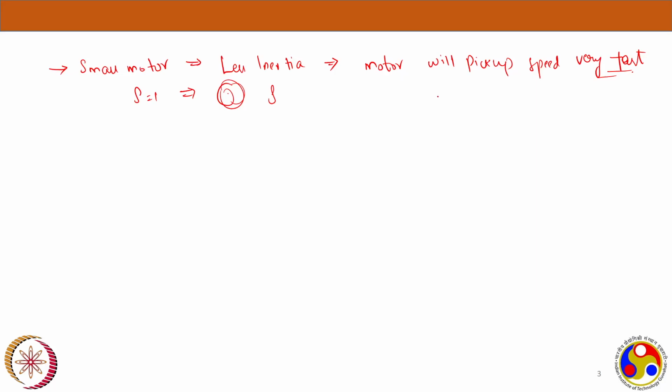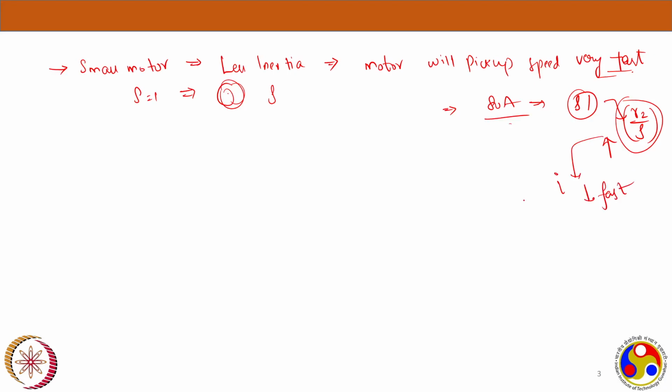Now 80 amps is the initial current, and your slip is changing, and then your R2 by S term is increasing. So R2 by S is increasing, and the impedance is increasing, which means what? Your current will go down fast. So this 80 will be going down.